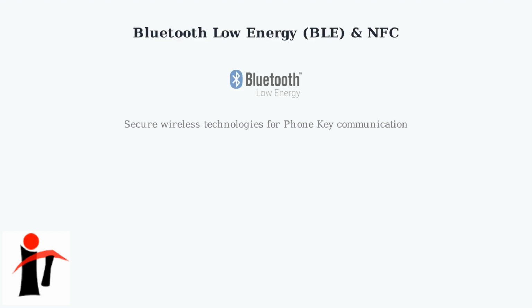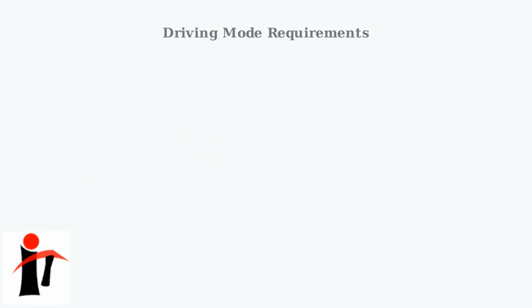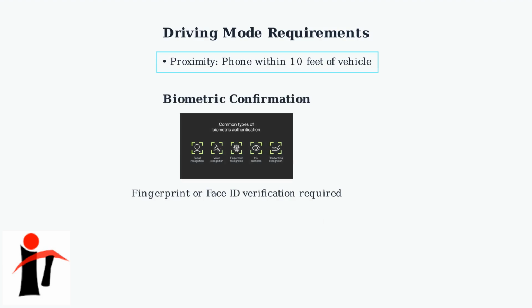The Tesla phone key relies on two key wireless technologies, Bluetooth Low Energy and NFC. Bluetooth Low Energy provides a low-power connection for ongoing communication between your phone and vehicle, while NFC handles close-range authentication for initial pairing and quick interactions. When you set up Phone Key, your smartphone generates a unique digital key using its secure hardware components. This key is cryptographically paired with your specific Tesla vehicle through Tesla's secure servers, ensuring only your phone can authenticate with your car.